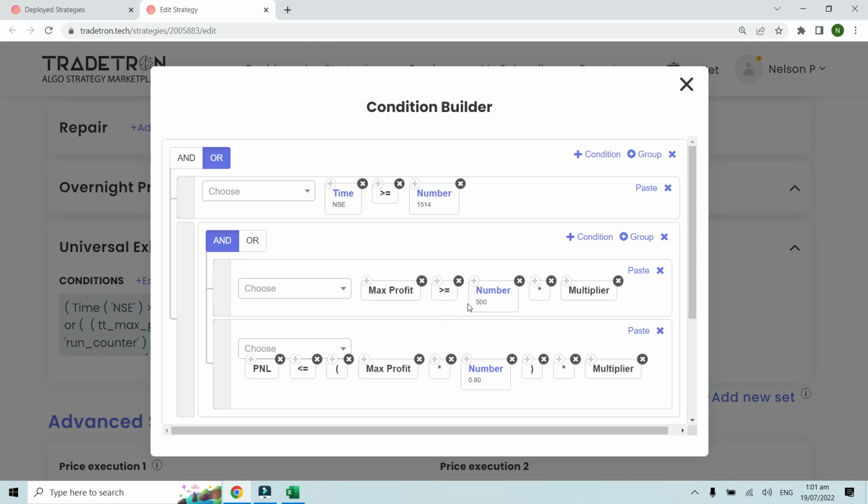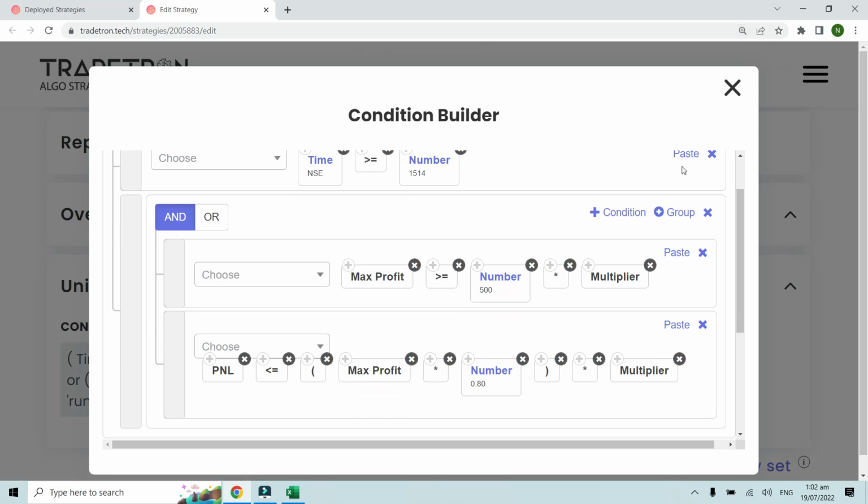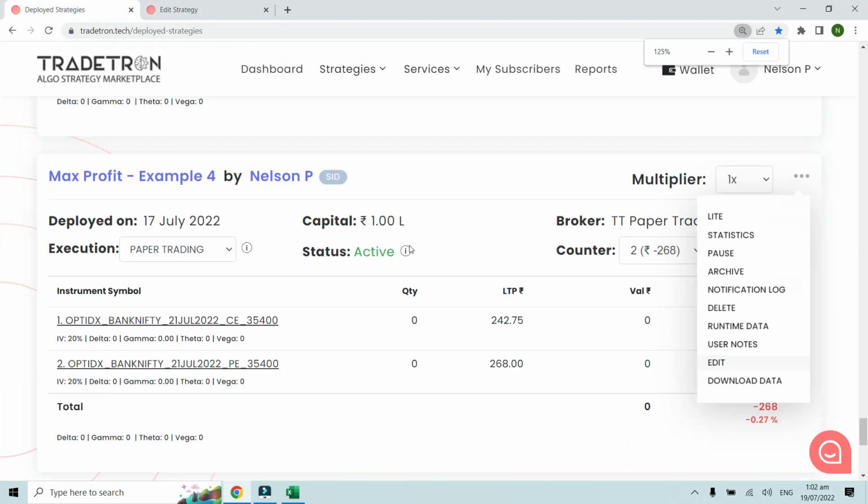Whenever max profit reaches greater than 500, and whenever the PNL is less than or equal to max profit into 80%. In this case, we have given an example of how to use this percentage profit. Whatever is the highest max profit, whenever it starts coming down by 20% of the highest max profit, that is around 80% over here, that is when this strategy will exit. Let's see how it has performed in this particular example.